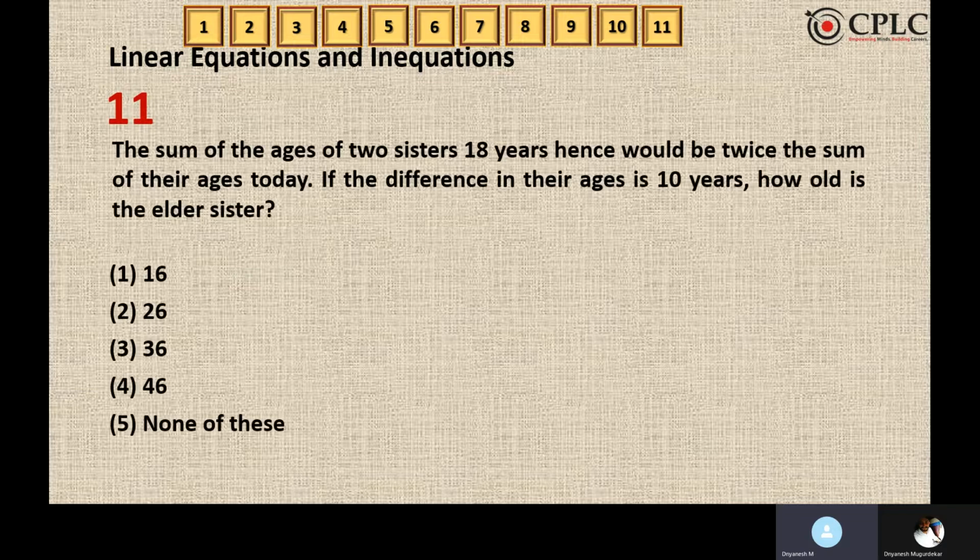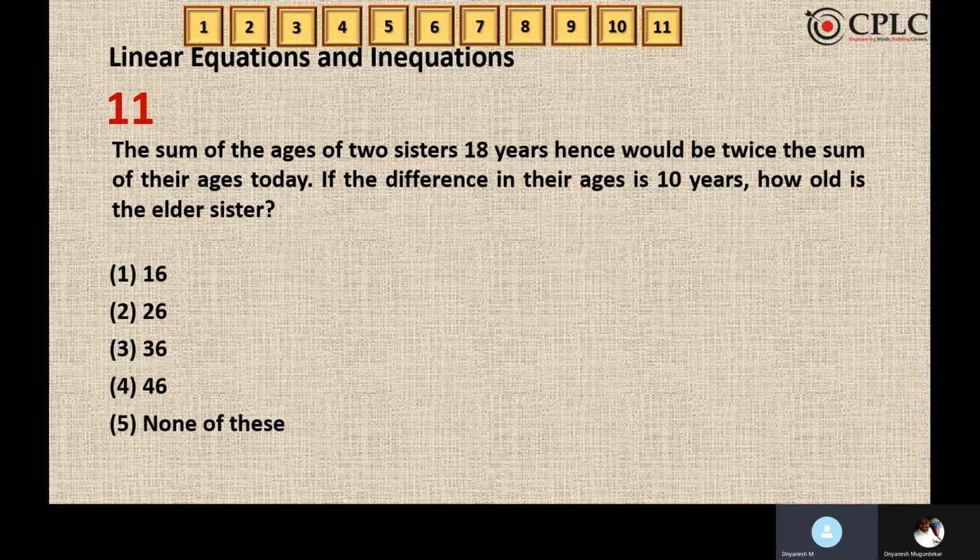11th one, the last one, a standard bread and butter question again, forming the equation and solving them. Sum of the ages of two sisters, 18 years hence. 18 years hence is in the future. So suppose their current ages are x and y. 18 years in the future, it will be x plus 18 and y plus 18. And their sum is twice the sum of their ages today. So x plus 18 plus y plus 18 is 2 times x plus y.